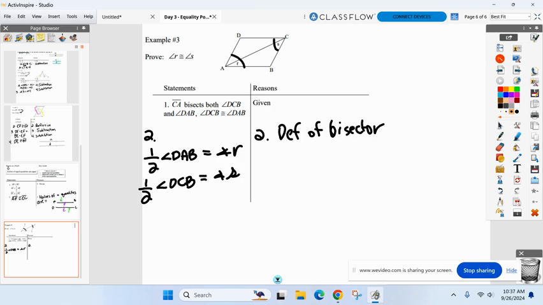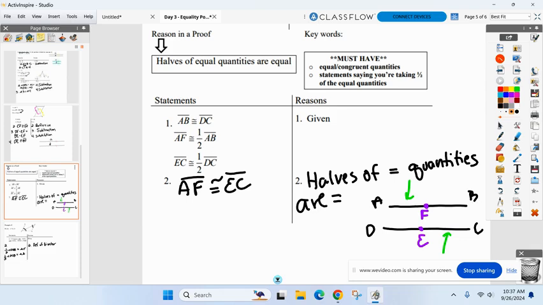You have to write down what you're taking half of. Well, Mr. Carlino, you didn't have us do that for the last proof. We didn't have to write down what we were taking half of. I know, because I gave it to you. So if I don't give this to you, you need to write it down. Make sense? You need to show me what you're taking half of before you finish the proof.